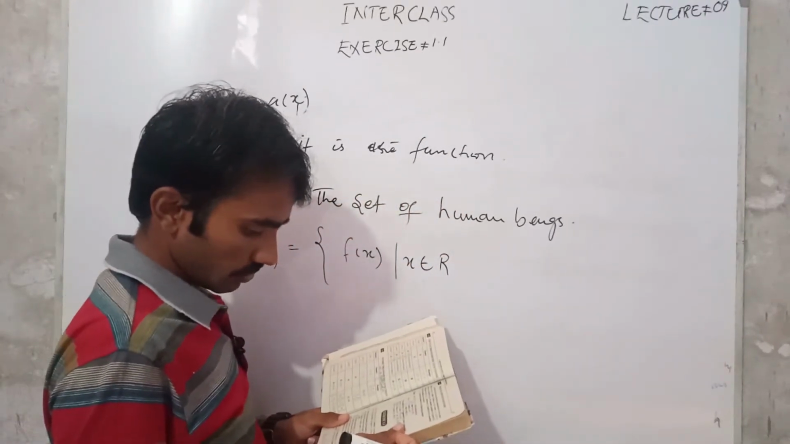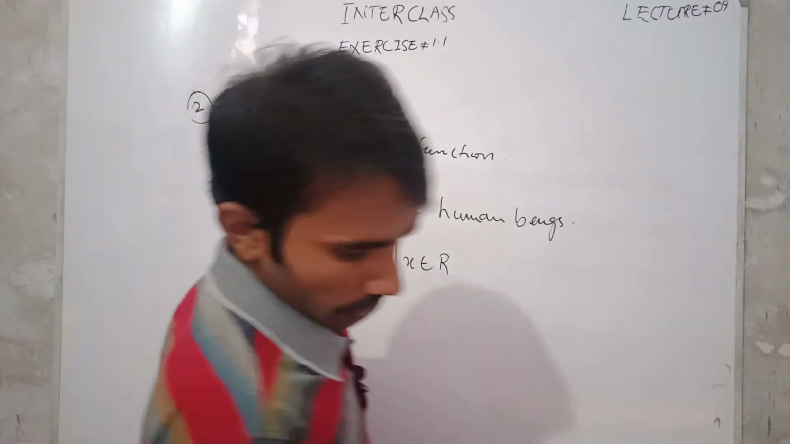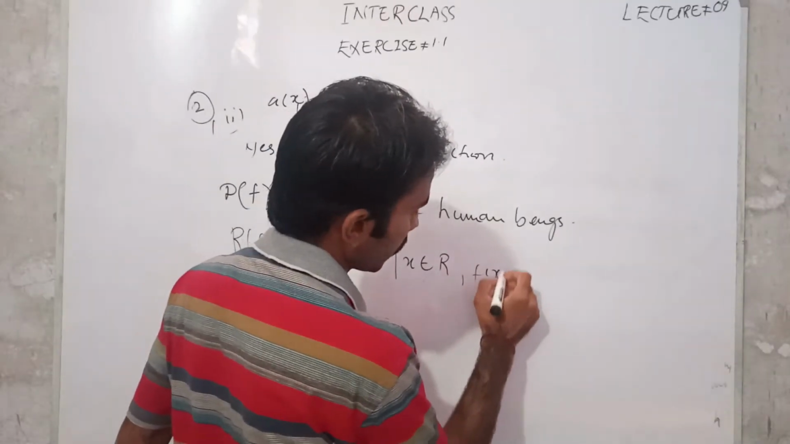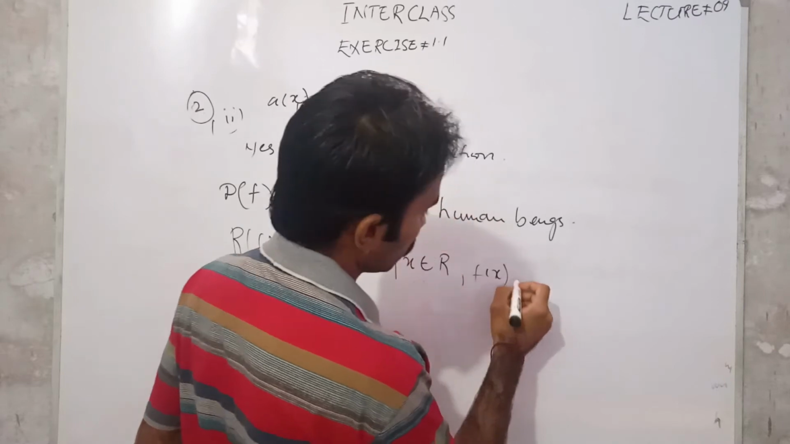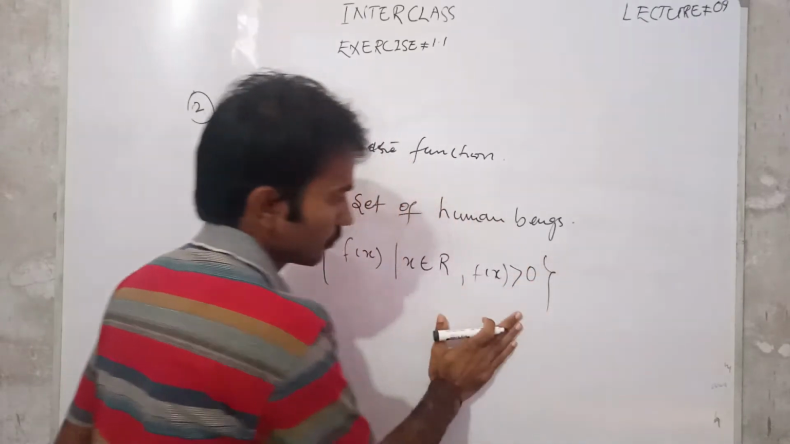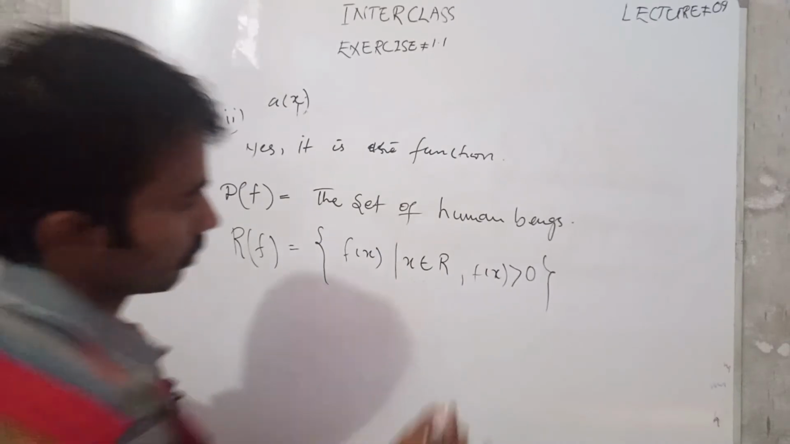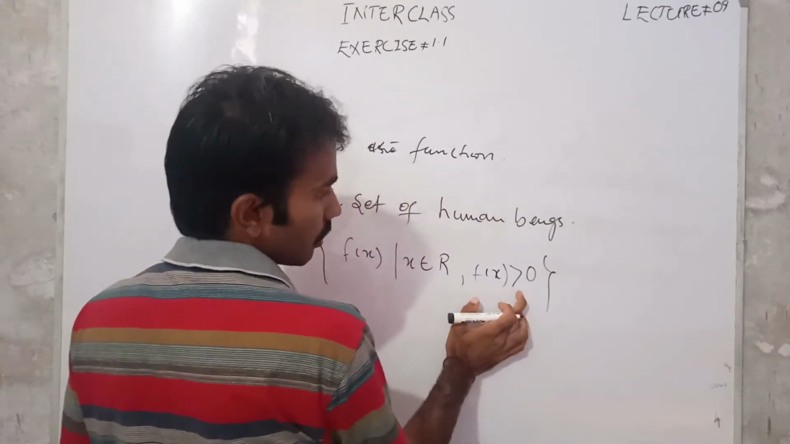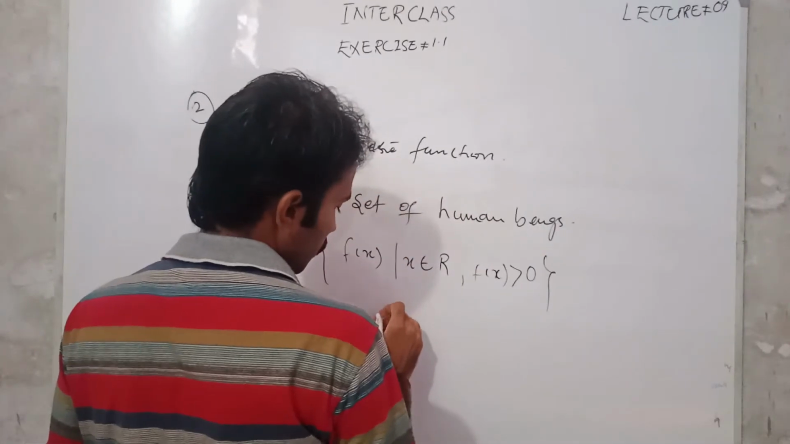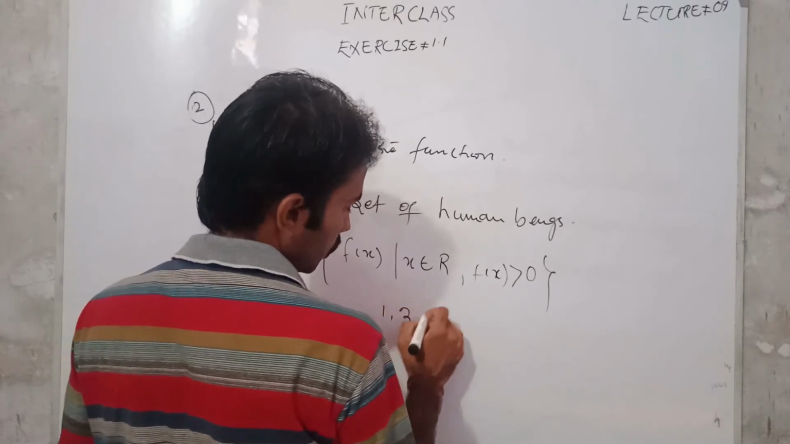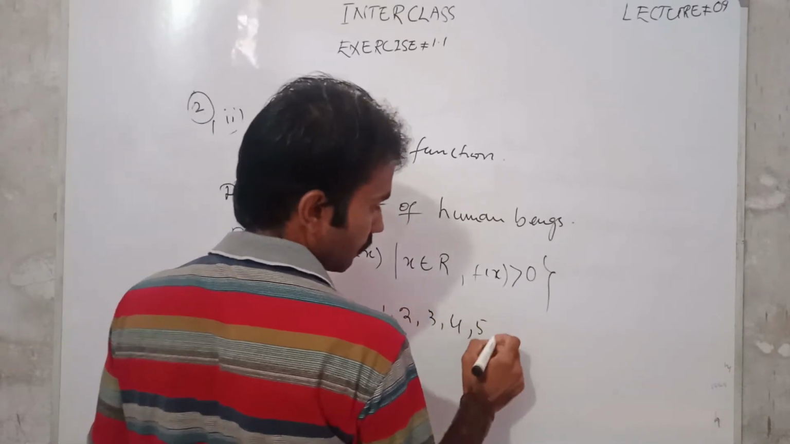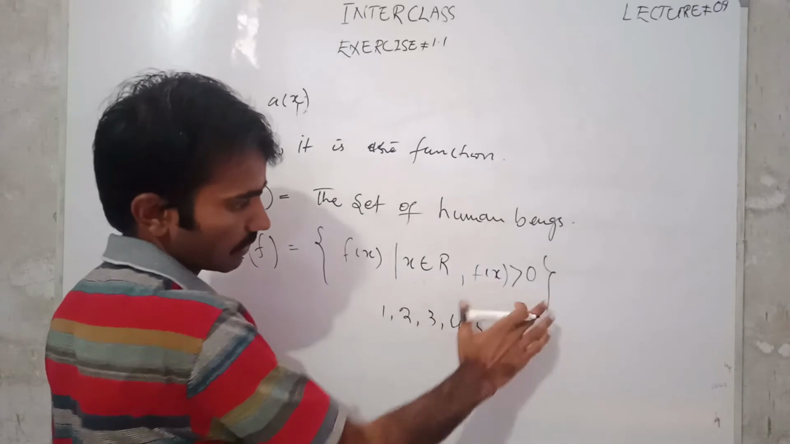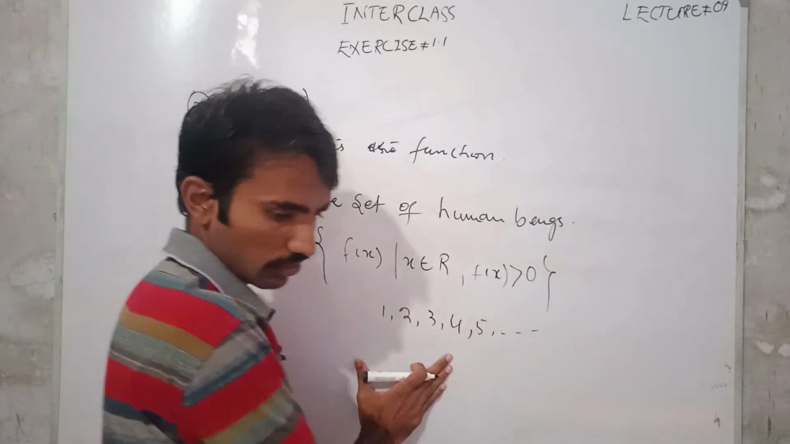It's all about the question: f of x stands for the age of x. So x belongs to the real numbers, comma, f of x is greater than 0. Why do we write f of x is greater than 0? Because age can be 1, age can be 2, age can be 3, age can be 4, age can be 5, and so on. That's why we write f of x is greater than 0.